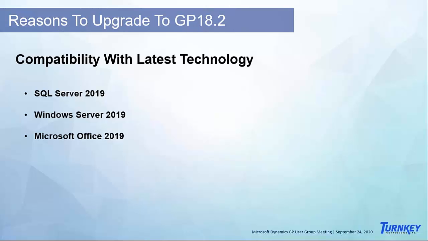SQL 2019 was released November of last year, I believe, so it's been out almost a year. Windows Server and Office 2019 have been around a couple of years. I think they were released in the fall of 2018. So some of this technology has been around, but it just hasn't been able to be used by any of the GP versions prior to this one.